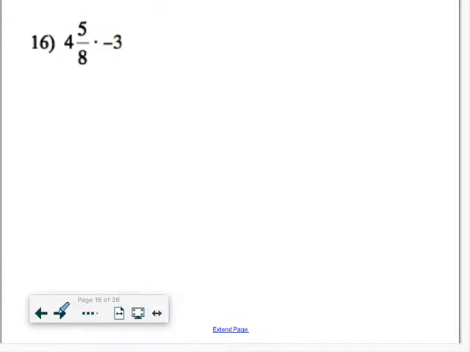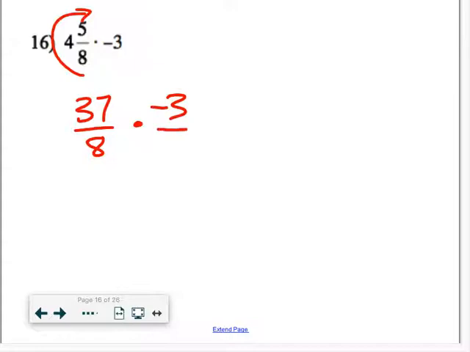All right. Mixed numbers. So remember, I like to change it first, and especially with multiplication, you generally have to do that. Because if you can't really combine the whole number parts and the fractional parts, you won't get the right answer. So 8 times 4 is 32, plus 5 is 37 over 8, times negative 3 over 1. So I'm just looking here. I can't do any simplifying beforehand anyway.